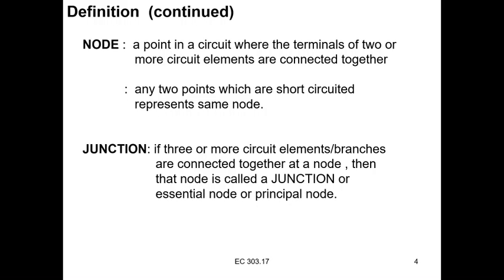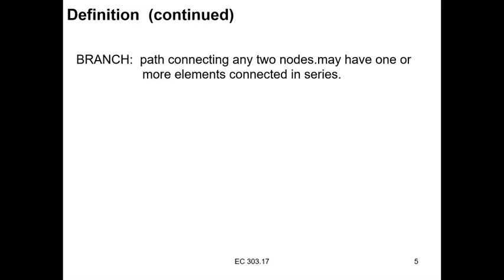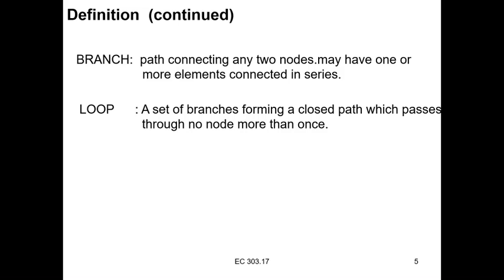Junction. If three or more circuit element branches are connected together at a node, then the node is called a junction, or essential node, or principal node. So the branch: a path connecting any two nodes, which may have one or more elements connected in series, is called a branch.